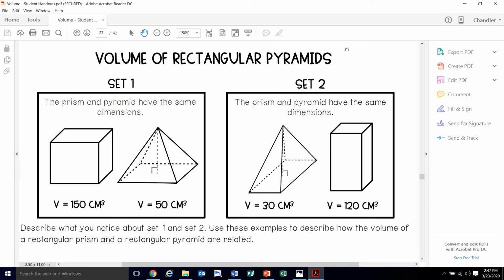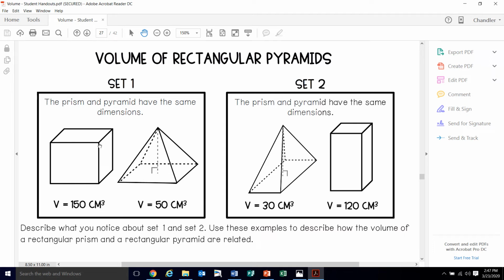Hey guys, before we start talking about finding the actual volume of a rectangular pyramid, let's look at these two different sets of prisms with pyramids that I have. So here we have, it looks like a cube. We know that the base of this cube is definitely going to be a square, and we can see that the base of this pyramid is actually also a square.